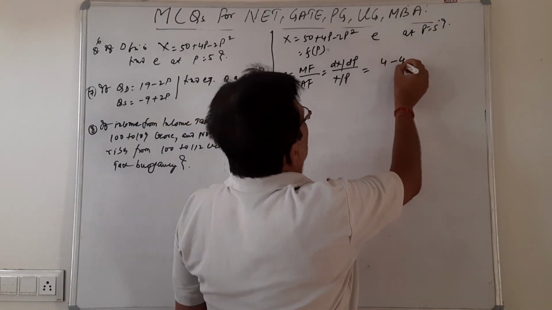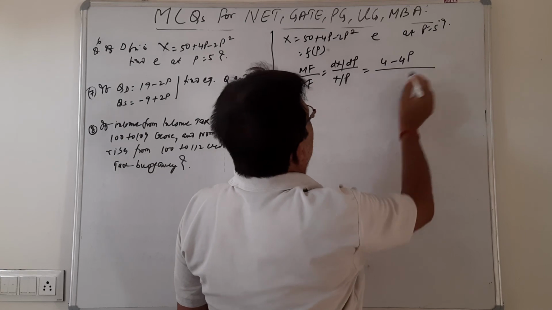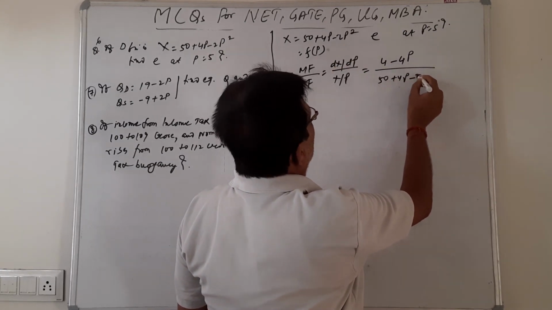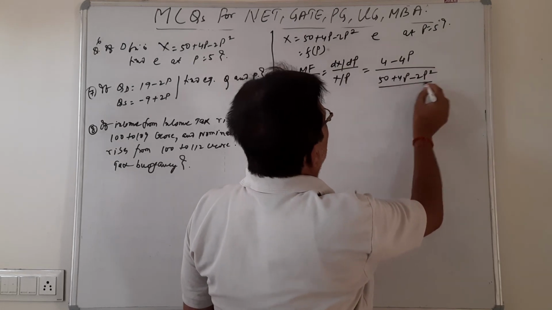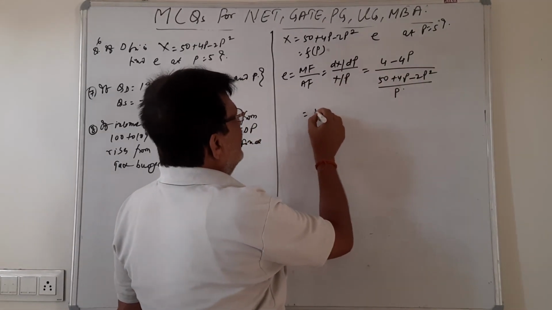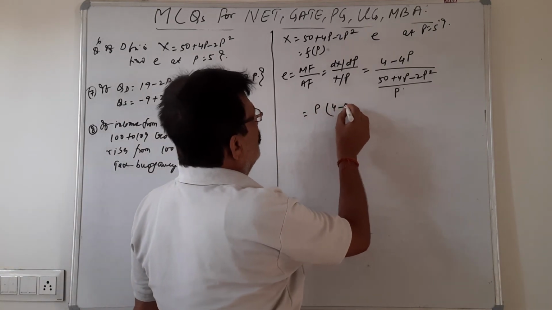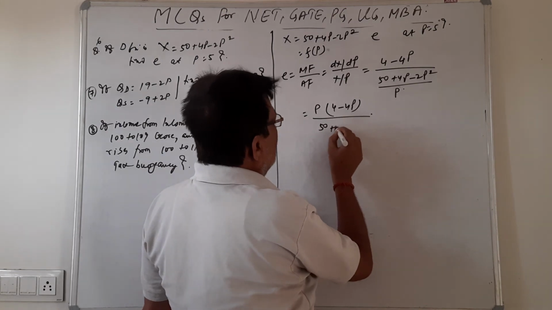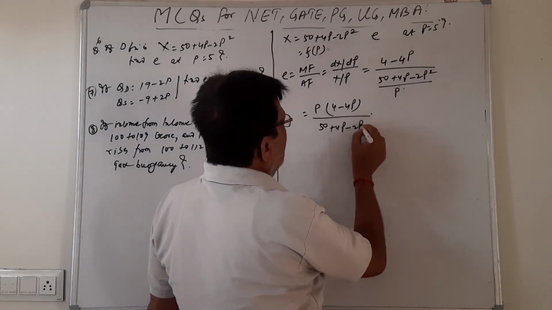And dx by dp is 4 minus 4p, divided by x, that is 50 plus 4p minus 2p square, and divided by p. This p will go in the numerator, so it is p into 4 minus 4p, divided by 50 plus 4p minus 2p square.